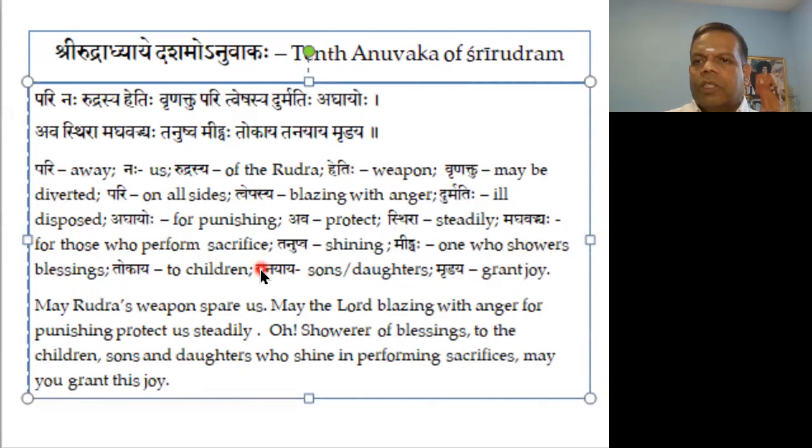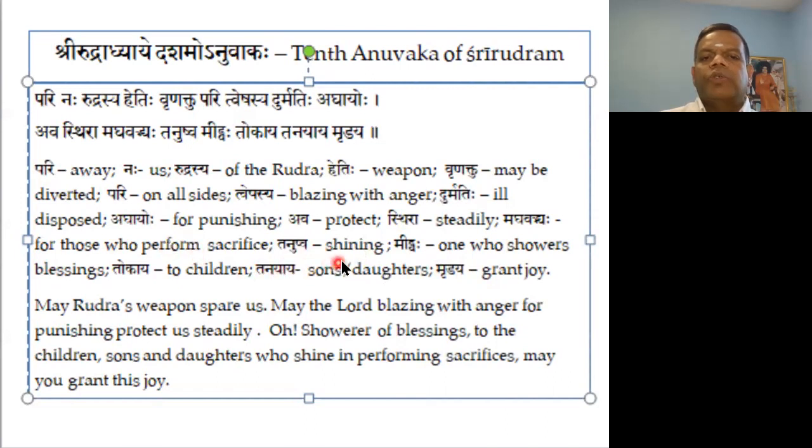Maghavadbhyaha. For those who perform sacrifice. Maghava means one who is full of magha. That's the way to look at it. That means who are performing sacrifice, who are praying, worshipping, who lead a certain disciplined life. All that is covered by Maghava. So for them, protect. Sthira, who is performing those with steadiness. Or you can say your protection should be steady, whichever way. In this poetry you can move the words and derive different meanings also.